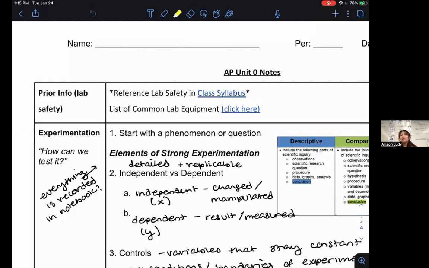So big thing with experimentation, we always start with some problem or phenomena. For you, it will always be given. I will literally give you a handout, okay, with the task at hand. It is known as purpose, objective, or whatever.